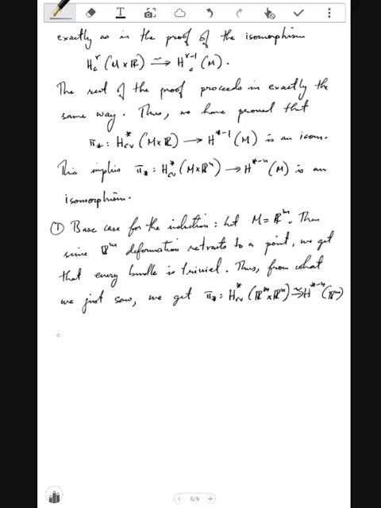Now consider the more general case. Let M be equal to U union V, and let rho_U, rho_V be a partition of unity.